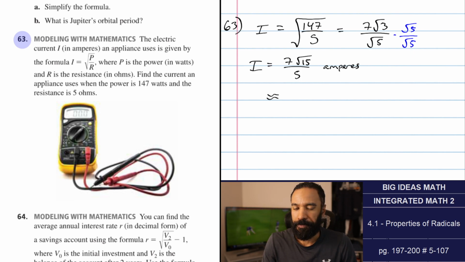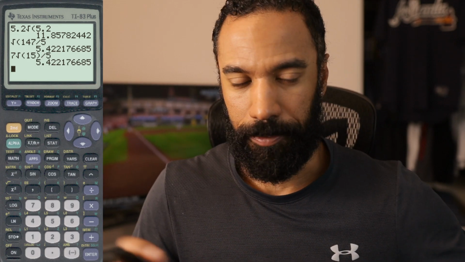Here, let me show you this. Because so far you're just believing me and seeing that everything is the same. Root 147 all over 5 is this value here, which is our answer. But let's look at my other number: 7 root 15 all over 5. 7 root 15, and close the parentheses this time, all over 5, and same value.